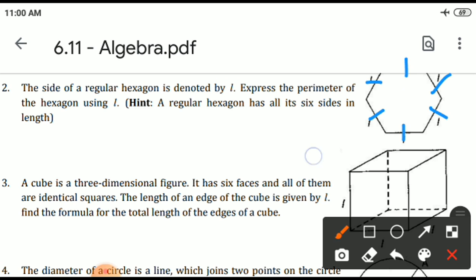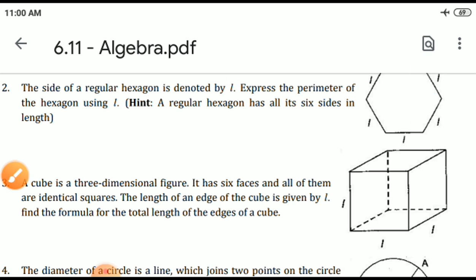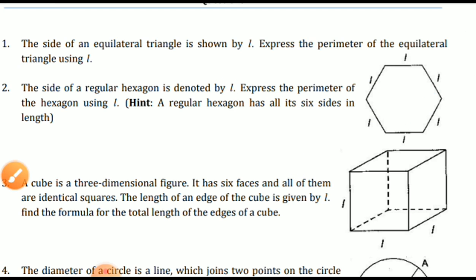Correct. Now look at here. It's an equilateral hexagon, or we can say it's a regular hexagon. Equal size of each and every side. It is denoted by L. Express the perimeter of the hexagon using L. Here the hint is given, beta. A regular hexagon has all its 6 sides of equal length. Clear? Okay.